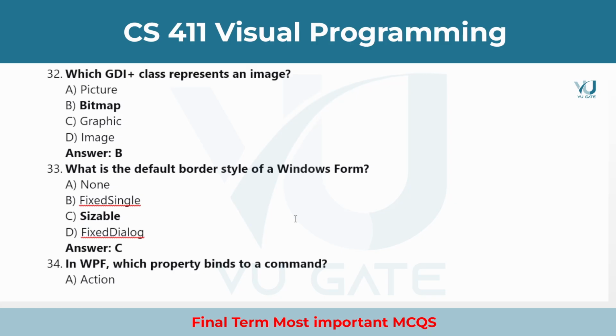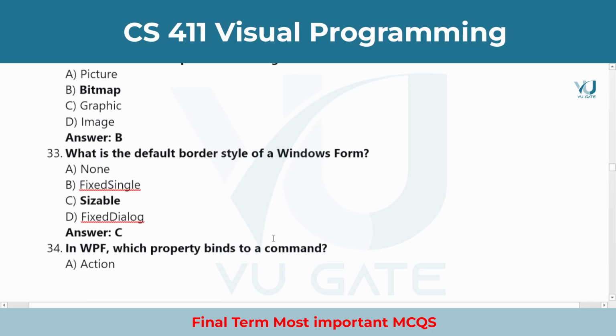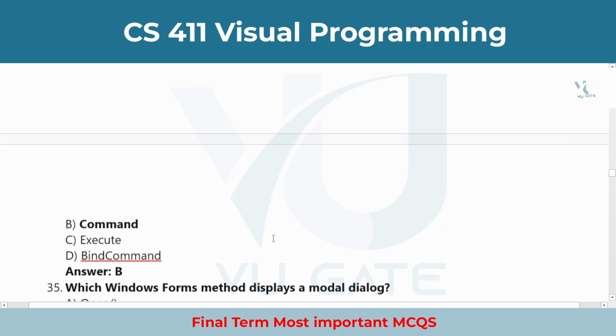Question 33. What is the default border style of a Windows Form? The correct answer is option C, Sizable. Question 34. In WPF, which property binds to a command? The correct answer is option B, Command.